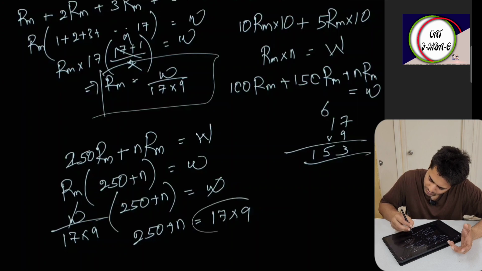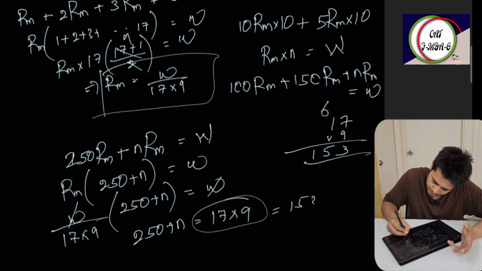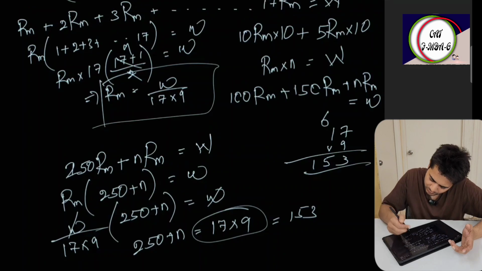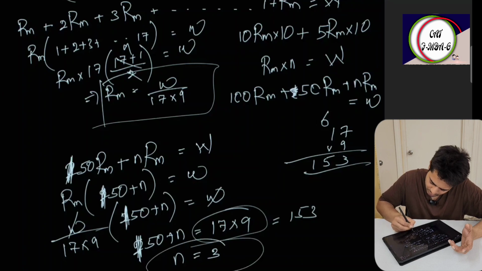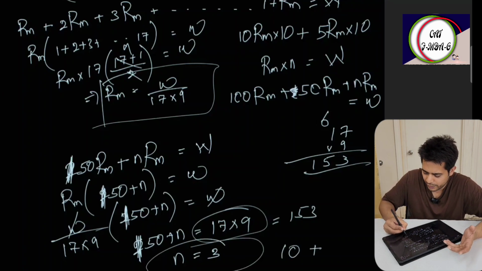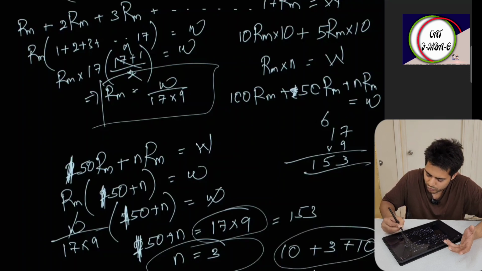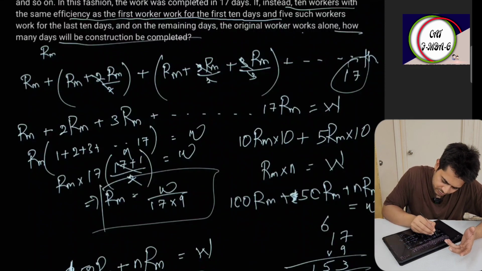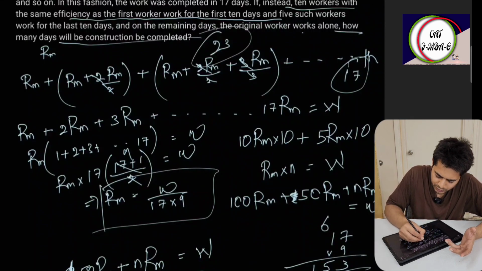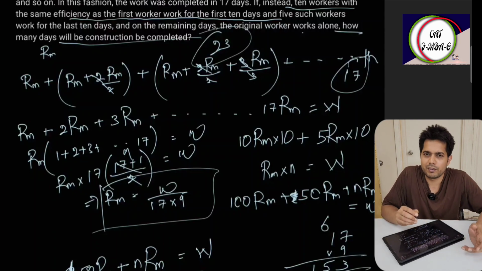this is 153, and sorry, this is 150. So n is equal to 3. Okay, so 3 more days: first 10 days plus last 10 days plus 3 middle days, so this is 23 days. How many days will the construction be completed? Answer is 23. In 23 days the whole construction will be completed.